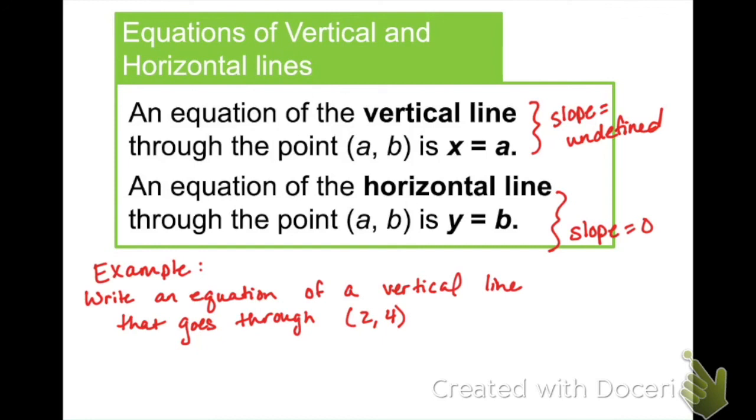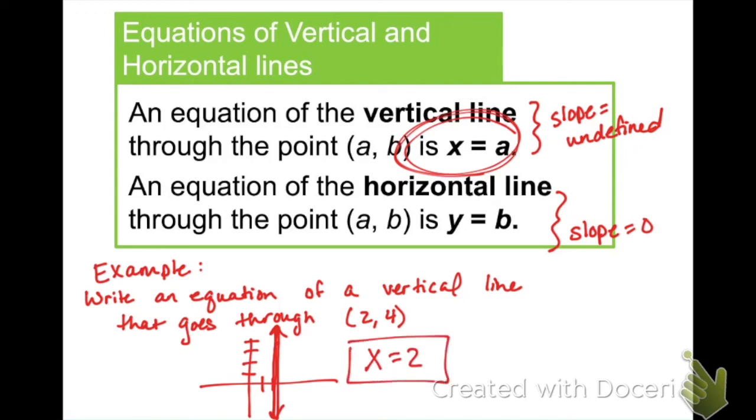In my lab, you might see something where it says, write an equation of a vertical line that goes through 2, 4. You don't have to do anything fancy. If you can visualize it, you can write the equation. So I like to draw it. So I plot the point 2, 4, and then I know it's a vertical line. So vertical lines are going to be x equals a number. Vertical lines go up and down, so I know it looks like this. So where does it hit the x-axis? It hits at 2. So my equation is x equals 2.